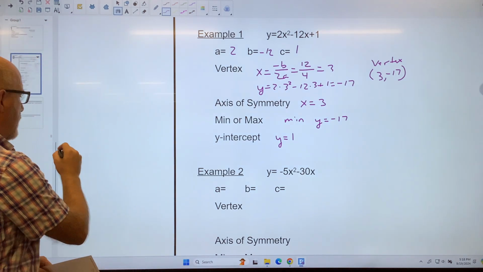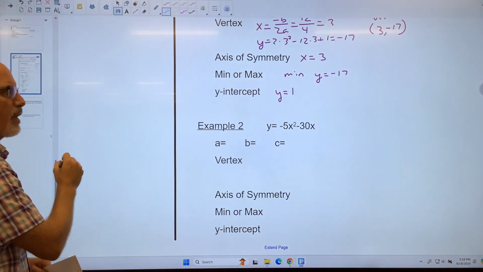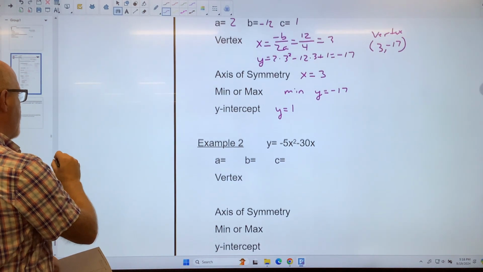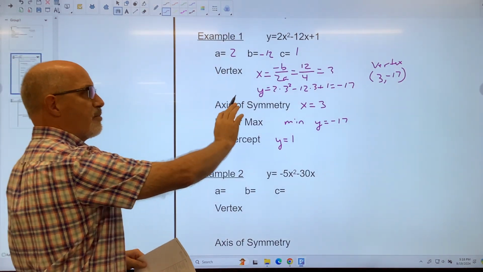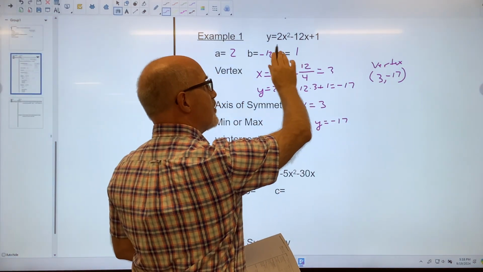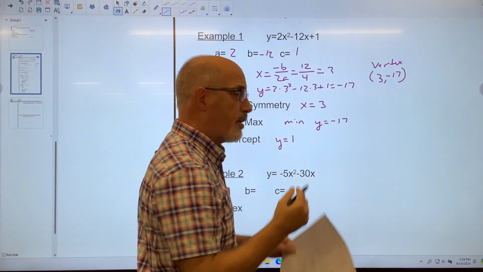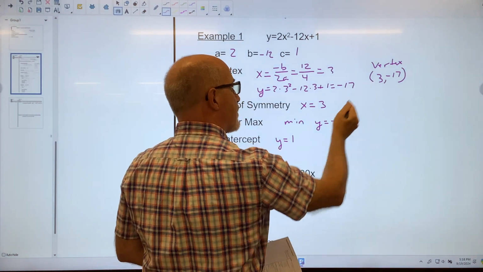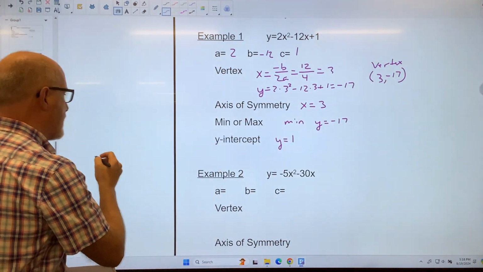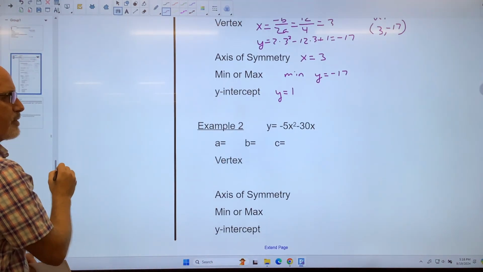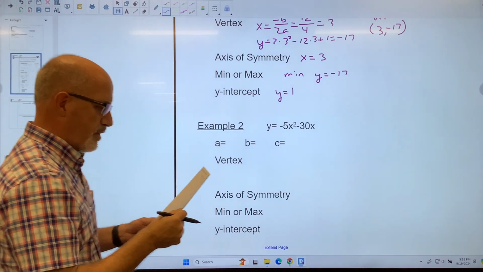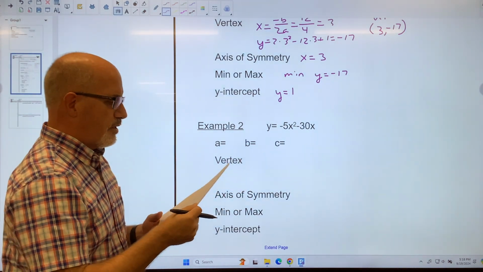Let's try this next one. If you need some reassurance on these values, you can put this equation into your graphing calculator. Draw the graph, and you'll see the vertex, you'll see the axis of symmetry, and that the minimum is at y equals negative 17. All right, so let's now do this next one.